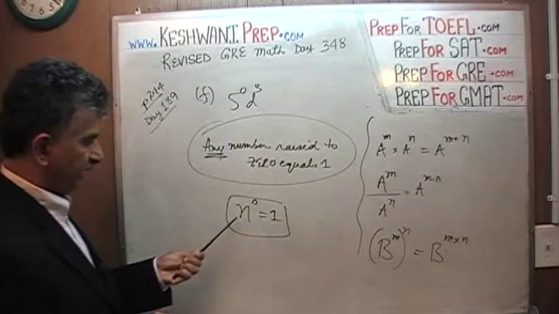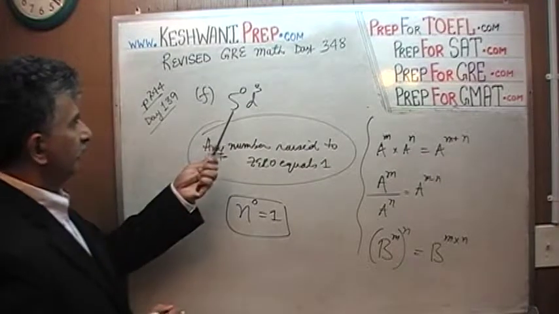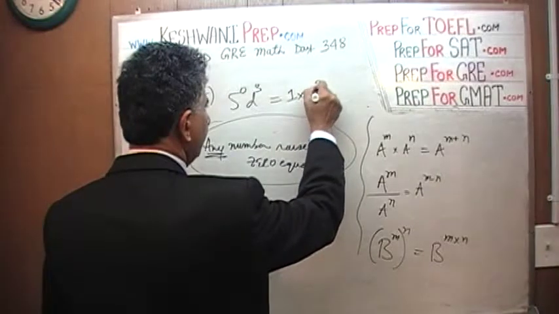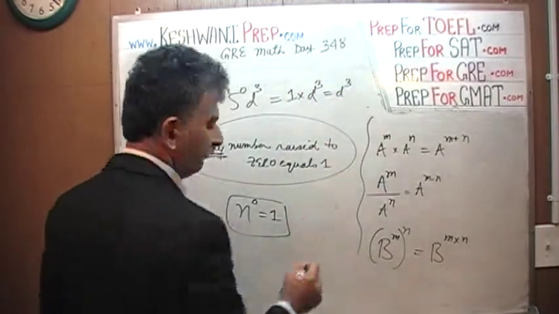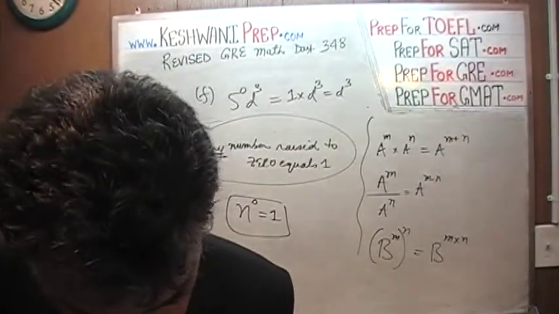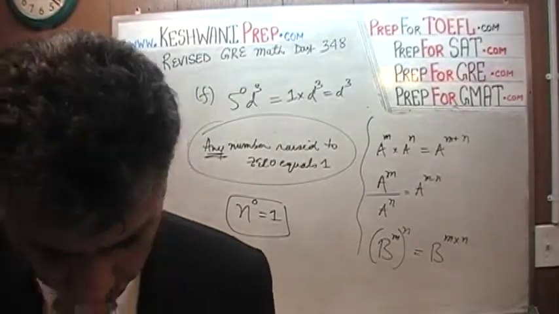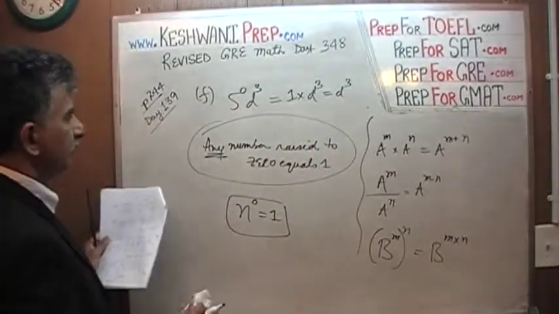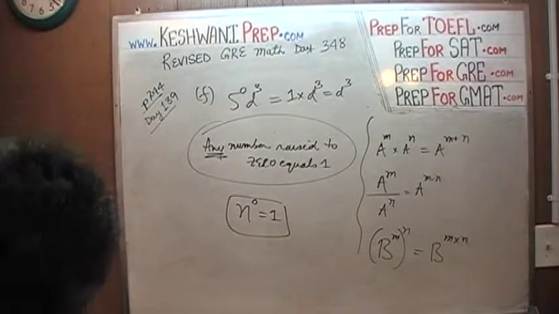This is the same as this. Any number raised to 0 equals 1. So here we have 5 raised to 0, which is 1. So it's just 1 times d raised to 3, which is simply d raised to 3. Nothing to it. So that was f. Oh, it goes on. There is g and h. Let's look at g. We need the room big time.